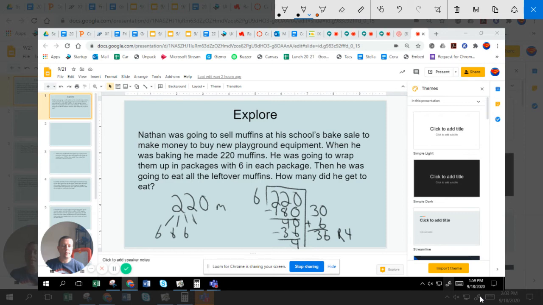So how many does he get to eat? Not 36 packages. He eats 4. He gets 4 muffins that he gets to eat. Okay, so we now have 3 different things that you can do with a remainder. You can either go up to the next whole. So like on this problem, we would round up to 37. You could have just dropped the remainder and we could have had 36. You can now also use the remainder as part of your answer, or really tricky, to find your answer.